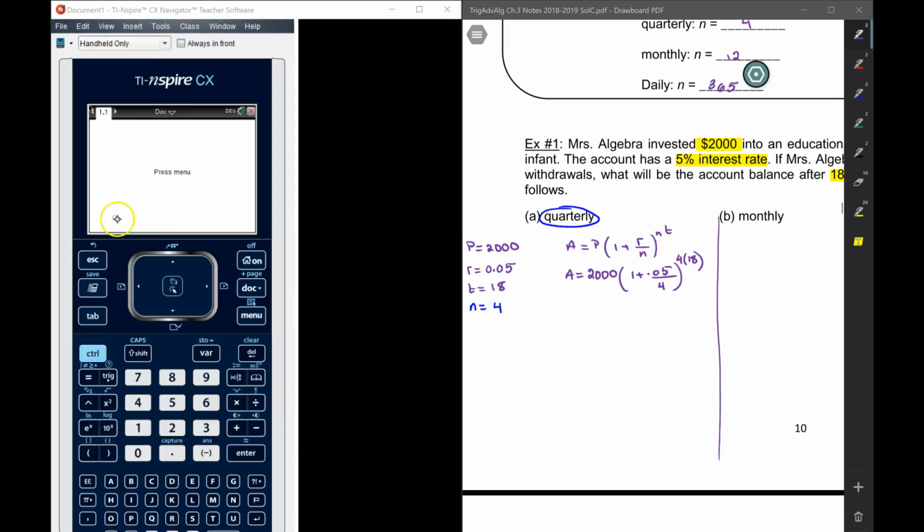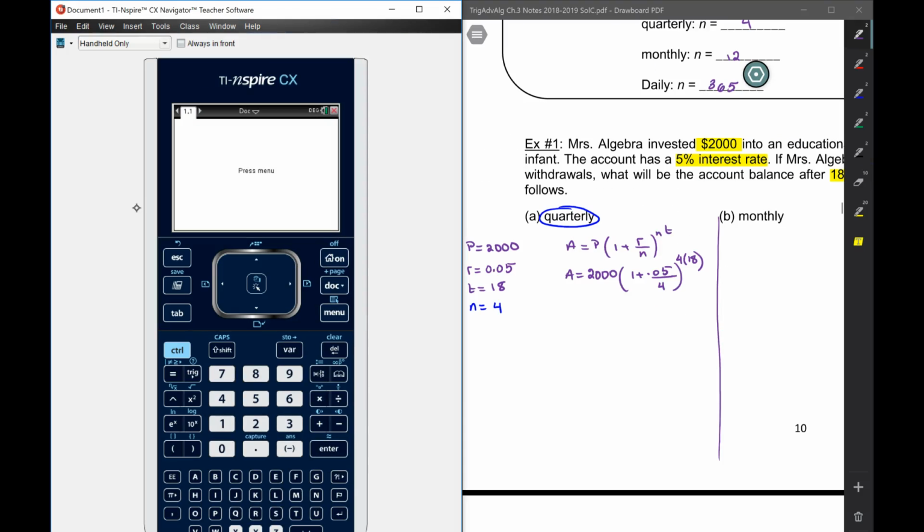This calculator is pretty good. Okay, so here's what we're going to do. Before I take answers from you guys, are we rounding? It's going to be 2,000.